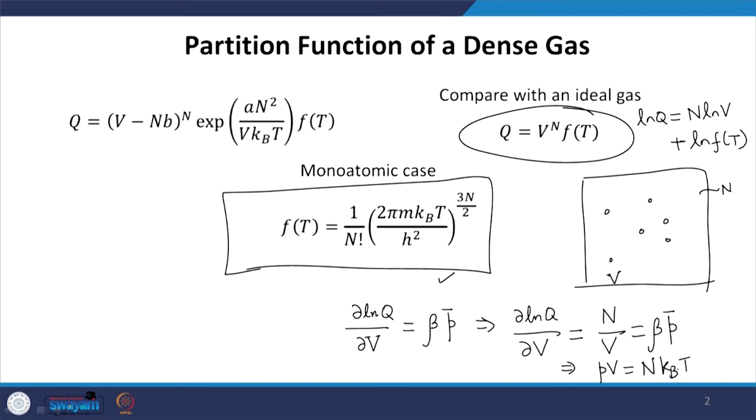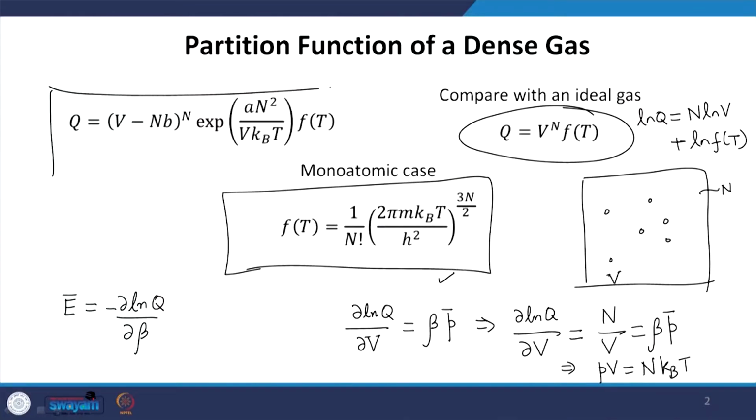So now we can also find other properties using the ideal gas model. For example, if I am interested in the average energy of an ideal gas, that is given, as we discussed, as minus of ∂ln q/∂beta, and in that case the function f(T) has to be differentiated with respect to beta. So we will do that in a minute.